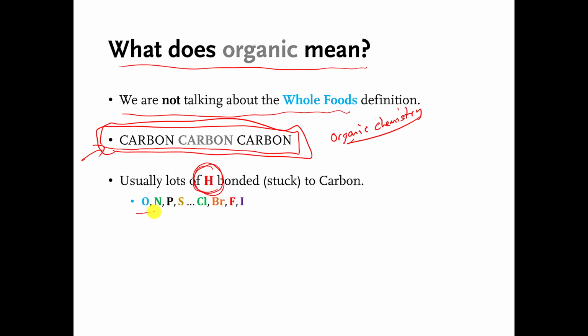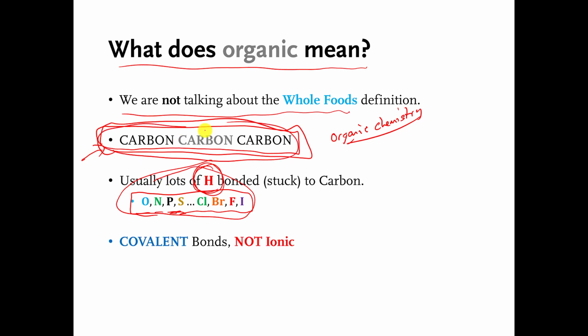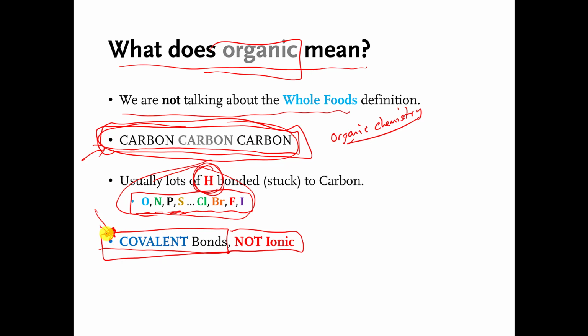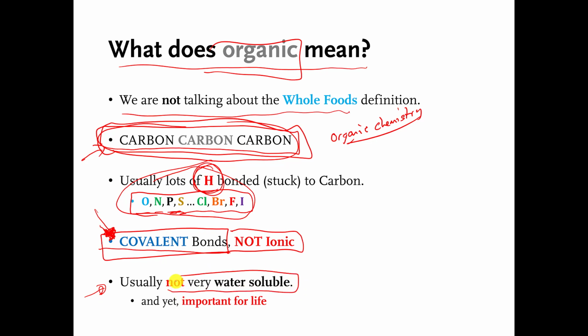You can also have oxygen, nitrogen, phosphorus. A handful of other types of atoms often show up in organic molecules as well. Not all of the periodic table shows up in organic molecules, but these are the most common ones in addition to carbon. Like I said before, organic molecules primarily have covalent bonds, not ionic bonds, so covalent means that they're sharing electrons. Usually, organic molecules are not very water soluble. In other words, organic molecules, as a general rule, don't dissolve very easily in water.